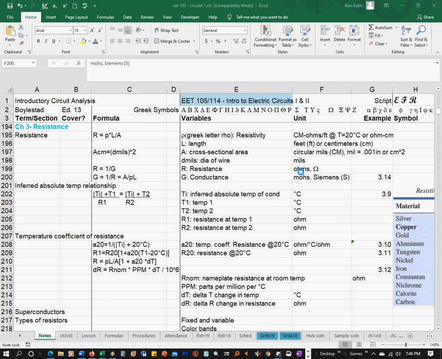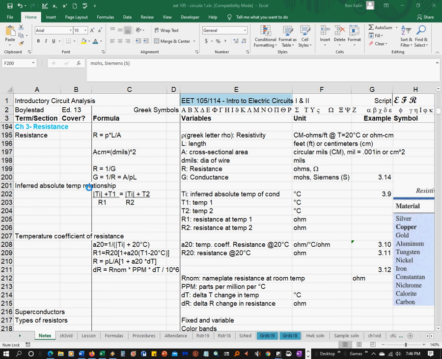It's ohm rearranged, or in Siemens, which is the company I work for. And the formula for resistance is 1 over the conductance. Likewise, the conductance is 1 over R, or A divided by the quantity rho L.